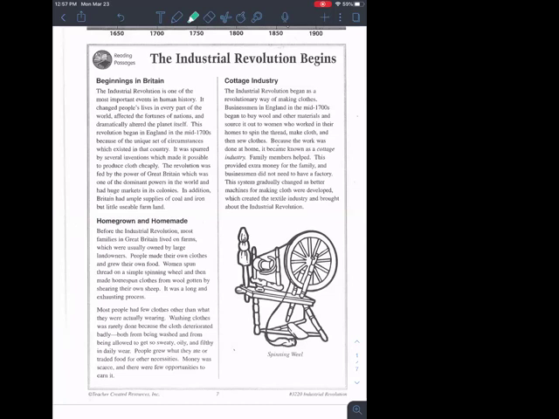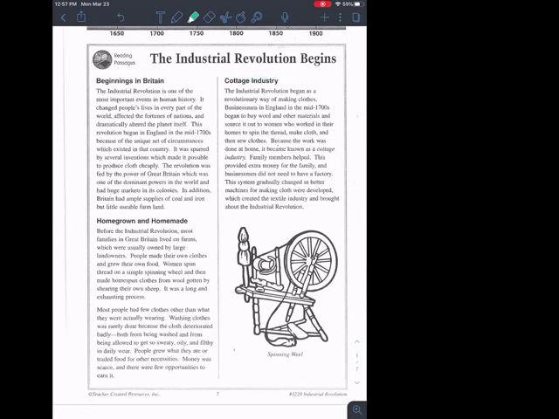Washing clothes was rarely done because the cloth deteriorated badly, both from being washed and from being allowed to get so sweaty, oily, and filthy in daily wear. People grew what they ate or traded food for other necessities. Money was scarce, and there were few opportunities to earn it. Okay, now we're here.